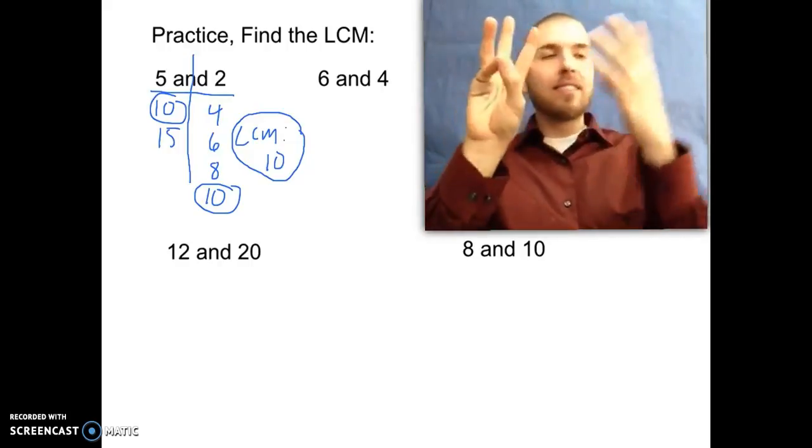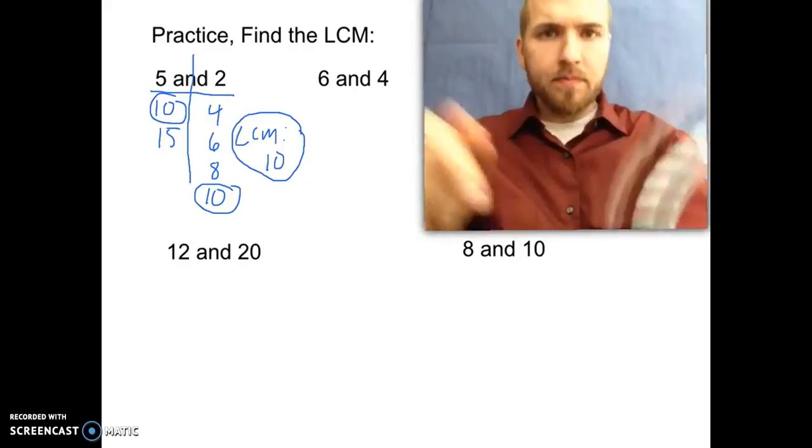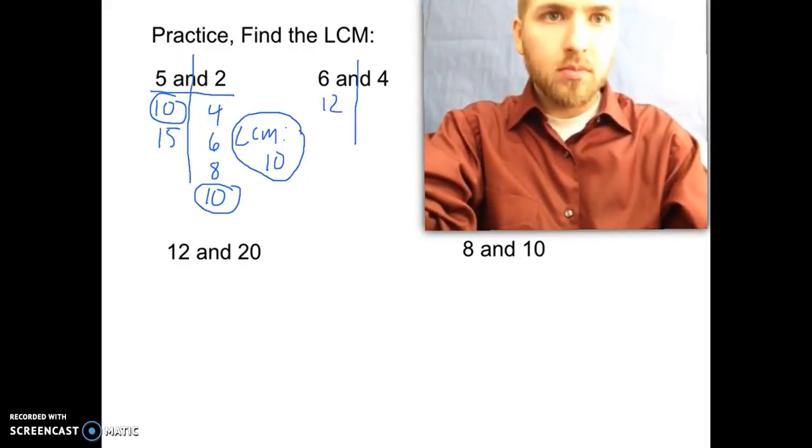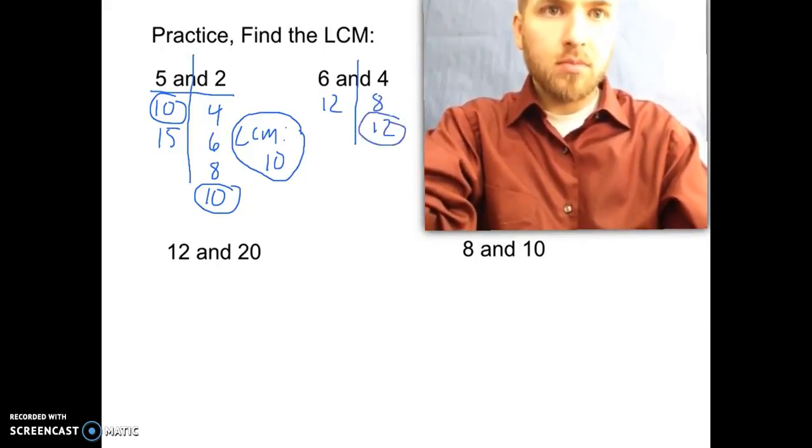So we'll move on to the next one now. So 6 and 4. We're going to also use the listing method for this one. 6 times 2 is 12, 4 times 2 is 8, 4 times 3 is 12. So we've already found our LCM. It's 12.